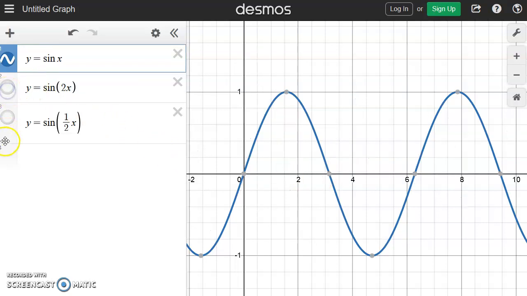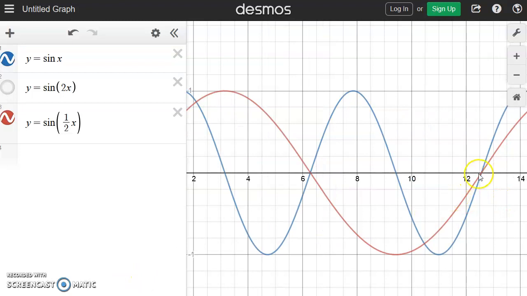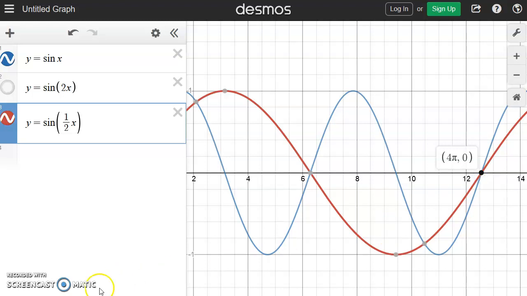Now let's look at the graph of sine of 1/2 x, meaning replacing x with 1/2 x. And you can see the graph is being horizontally stretched by a factor of 2. So you can see the period now becomes 4 pi instead of 2 pi. So it's horizontally stretched. The period becomes longer.